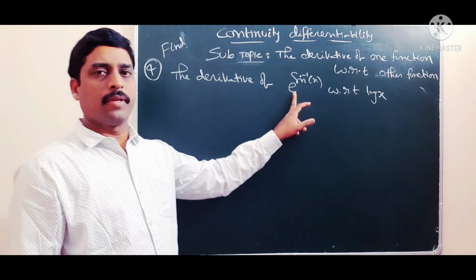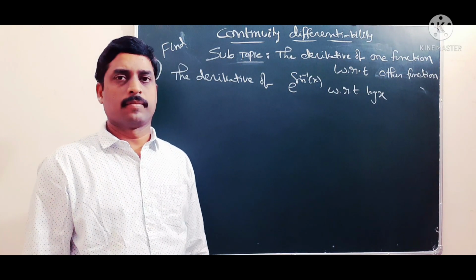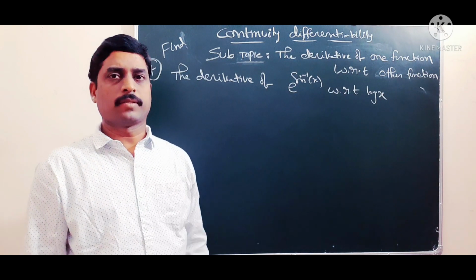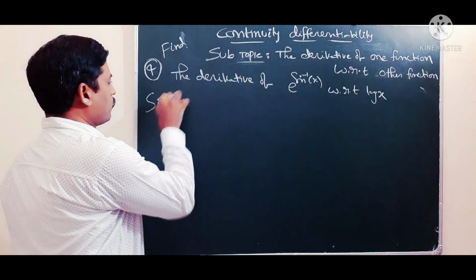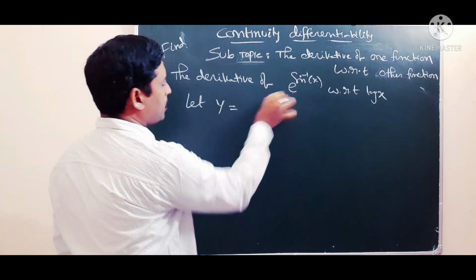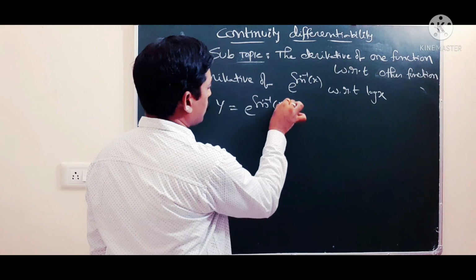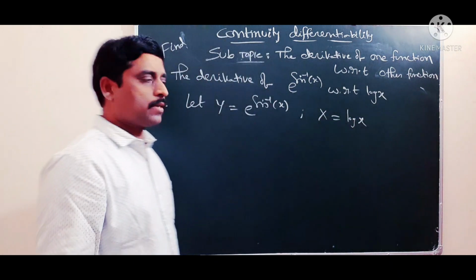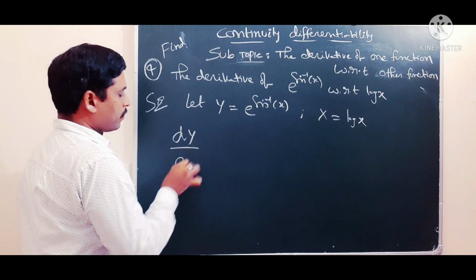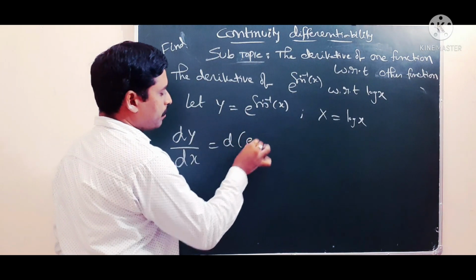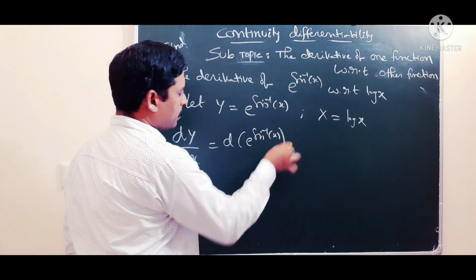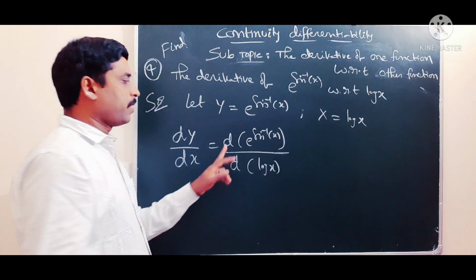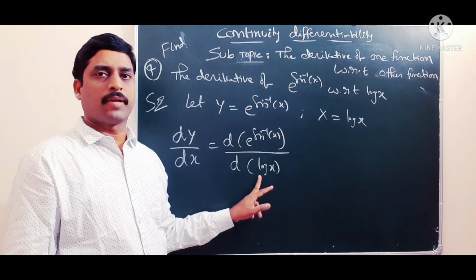Find the derivative of e to the power sin inverse x with respect to log x. So the derivative of the first function with respect to the second function. Let us take the first function y is equal to e to the power sin inverse x, and log x is capital X. But our target is dy by dx. So the derivative of y, e to the power sin inverse x, divided by the derivative of log x. This means the derivative of e to the power sin inverse x with respect to log x.